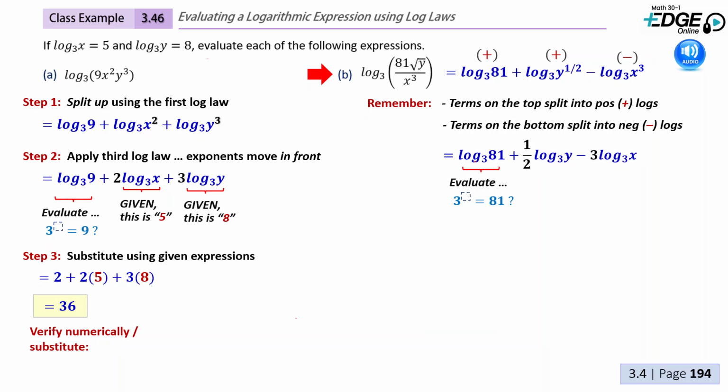And this log base 3 of 81, well, we can evaluate that. That's saying 3 to the power of something is 81. And we know these values. So this log base 3 of y is really 8. And log base 3 of x, well, that's really 5.